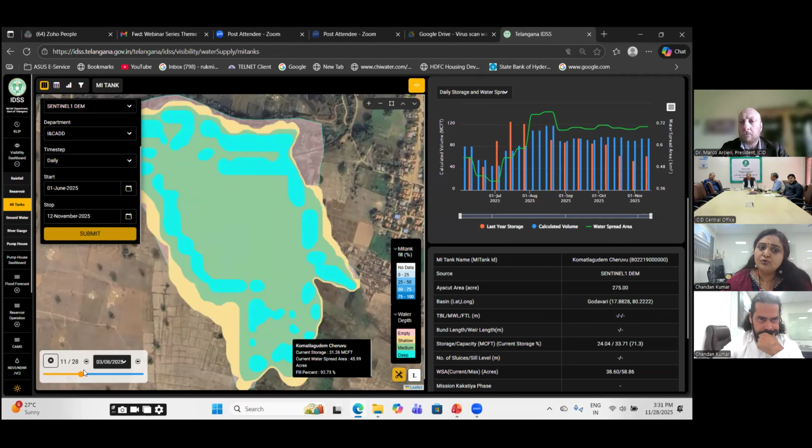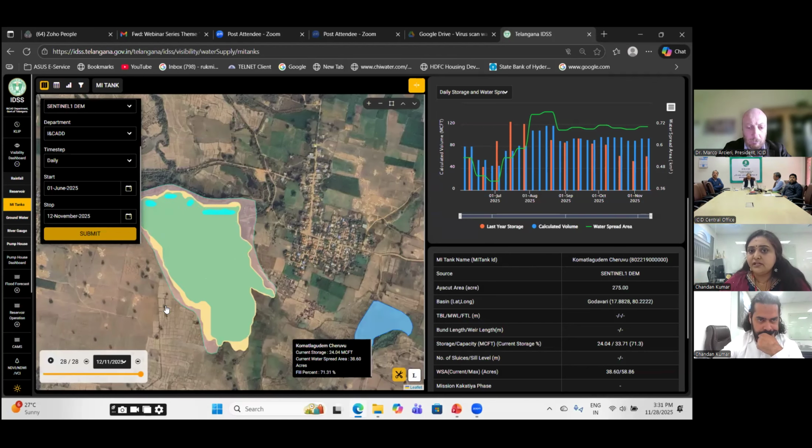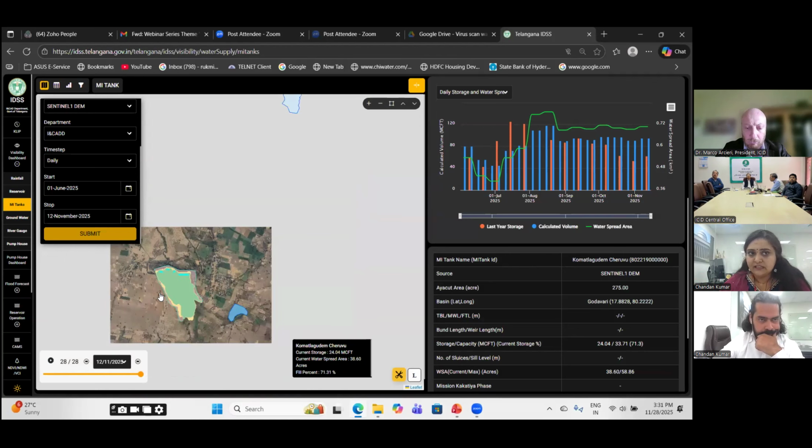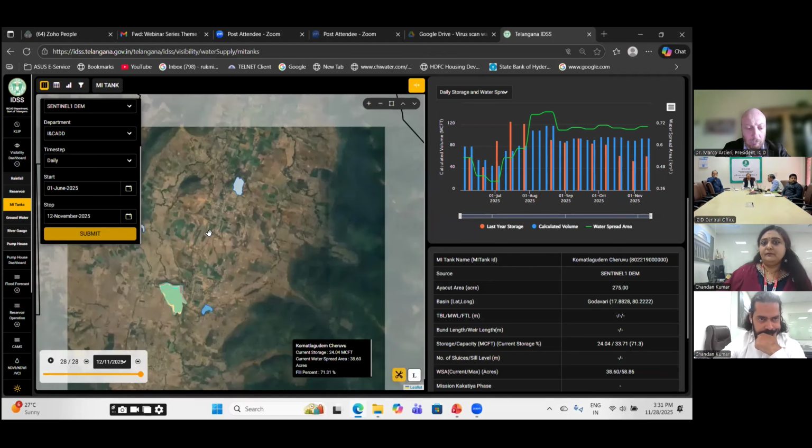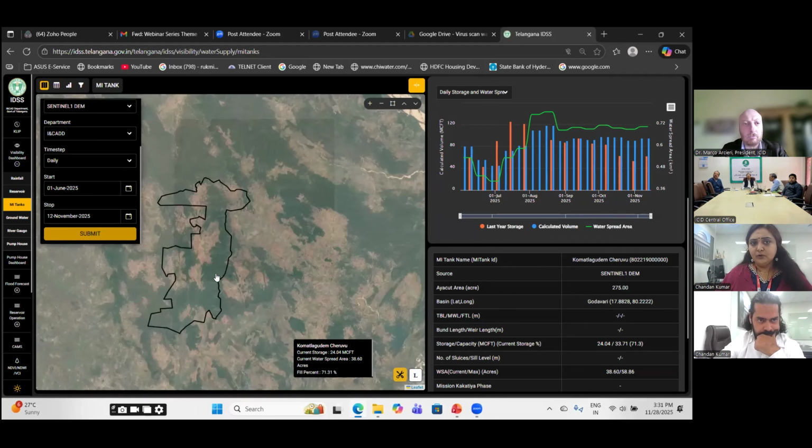So the more you go towards the rainy season, you are going to see that all the tanks will be changing to this deep color. So that means change detection analysis can also be done by seeing the change in the water levels in the tank. So this kind of minuteness has been done in this work.